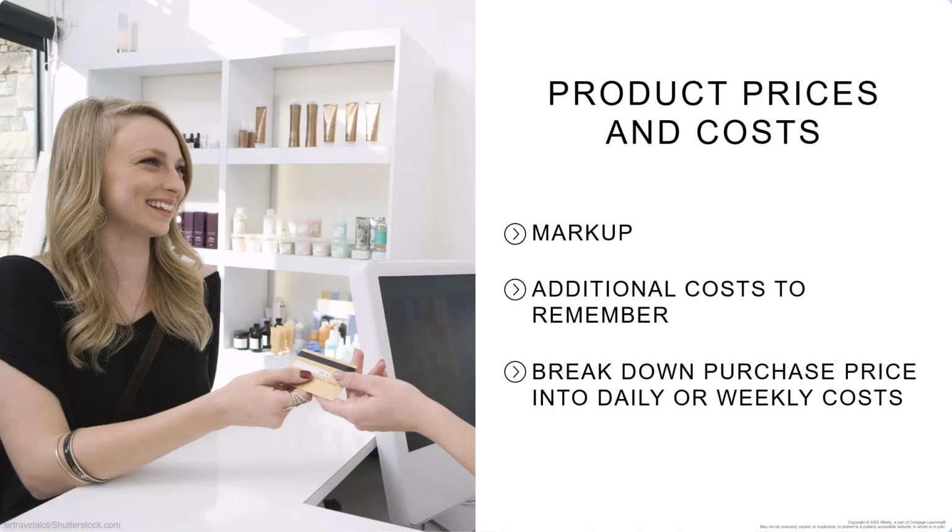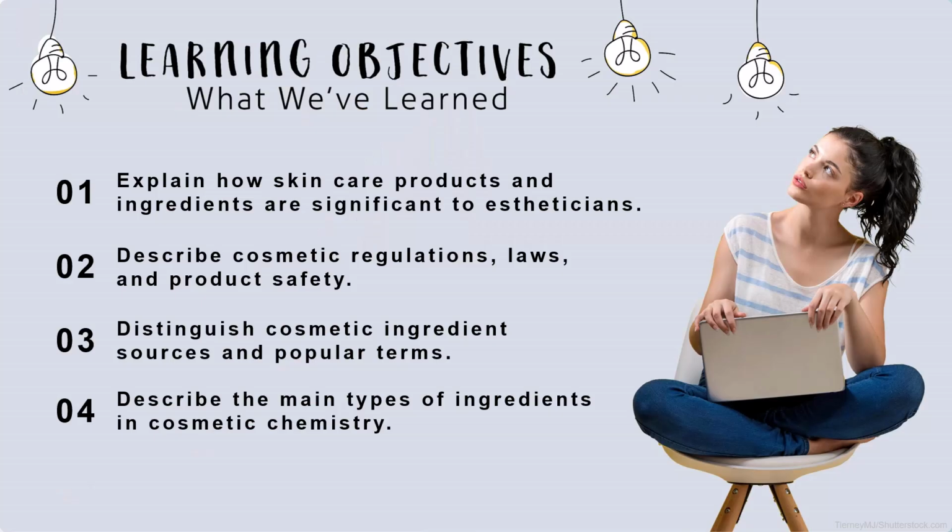A good way to determine the actual product cost is to break down the purchase price into daily or weekly costs, which can give the client a better idea of affordability. So for example, if you have a product that's priced at $50 for 2 ounces and it's estimated to last 6 months, the cost per month is $8.33, the cost per week is $2.08, and then the cost per day would be 30 cents.